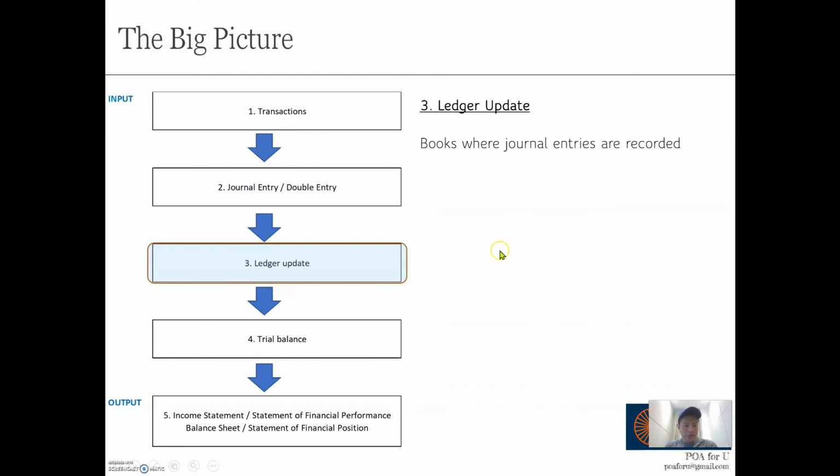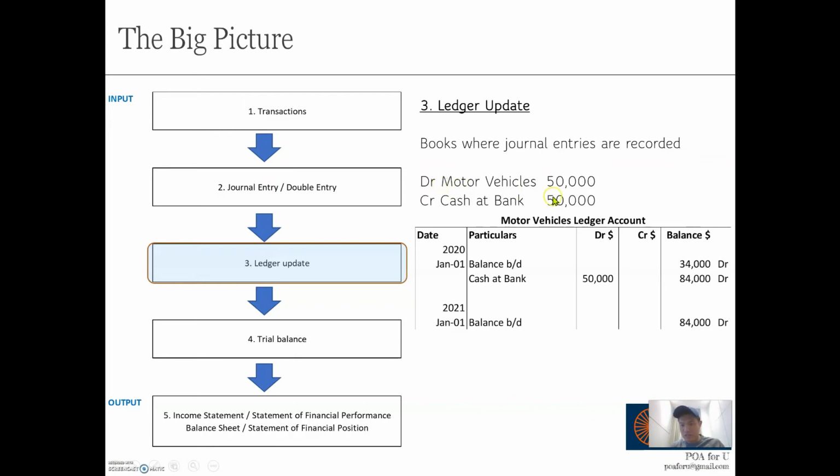Okay, next, ledger updates. This is where all the double entries or the journal entries that we've done, where we debit something and credit something, would be updated in the ledgers. And each of these accounts, whether it's sales, cash at bank, or motor vehicles, would have individual ledger books, right? When we say debit motor vehicles of 50,000, this 50,000 actually goes into the motor vehicle ledger on the debit side of it.